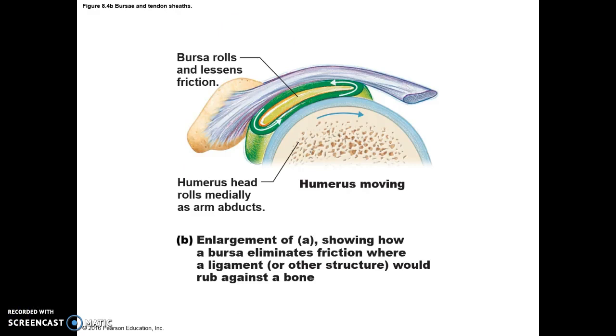So here is an example of a bursa, which is found in the shoulder joint. Here, this is the humerus, and here is a ligament that's coming around, and this is the bursa, which kind of rolls along, and what it does is essentially eliminate frictional rub between these two adjacent structures, namely between the ligament and the articulating surface of the head of the humerus.